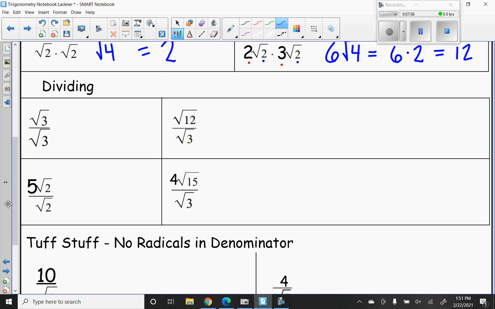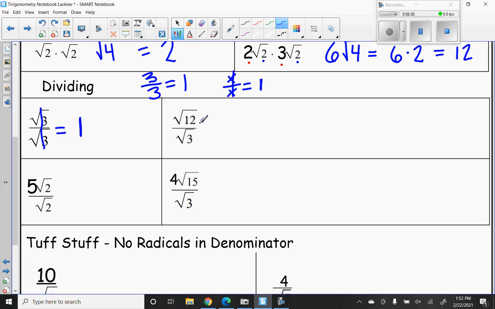Dividing. So basically a fraction. So if we have a whole number of 3 on top of 3, 3 divided by 3 becomes 1. If we have an x on top of x, they cancel out, but we still have to make it 1. And that's true on these. So radical 3 and radical 3 will cancel out, but I still have to make this answer a 1. Anything divided by itself is 1.